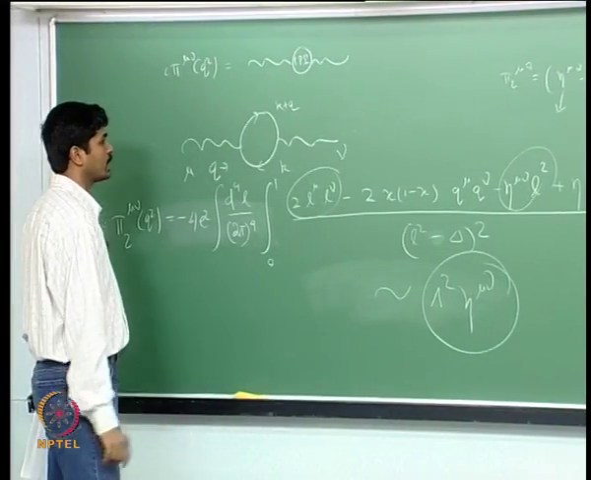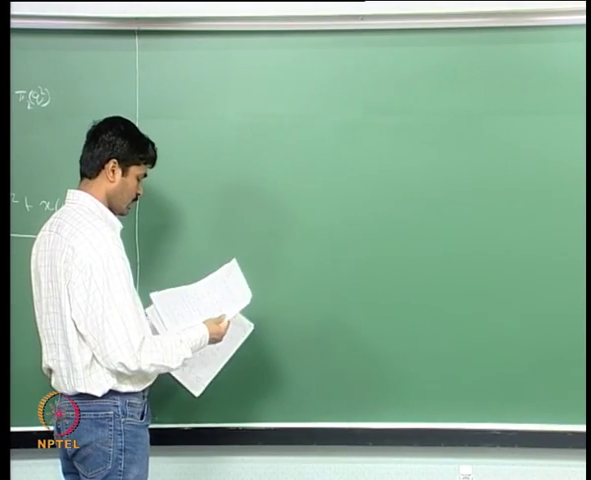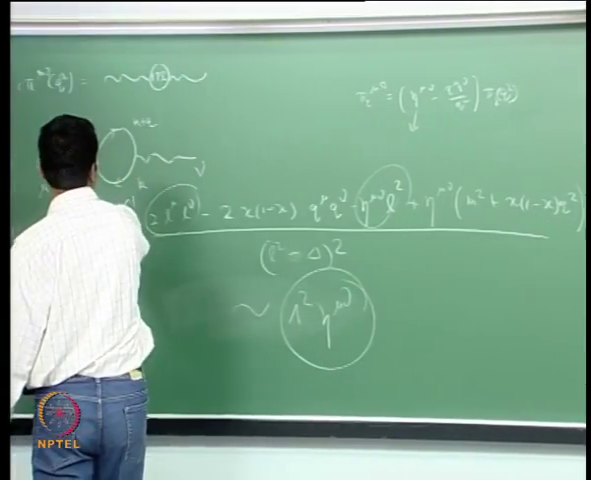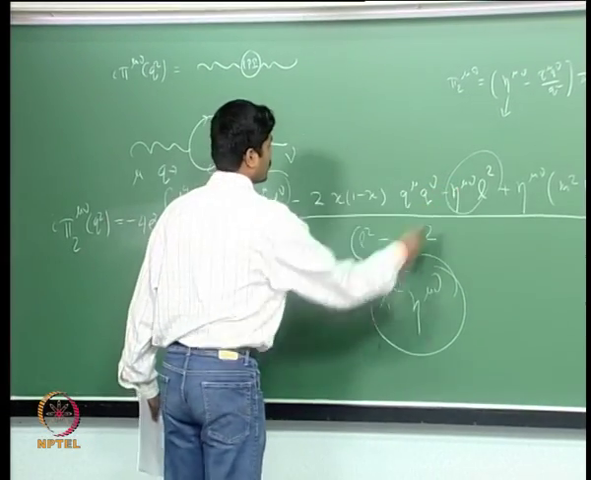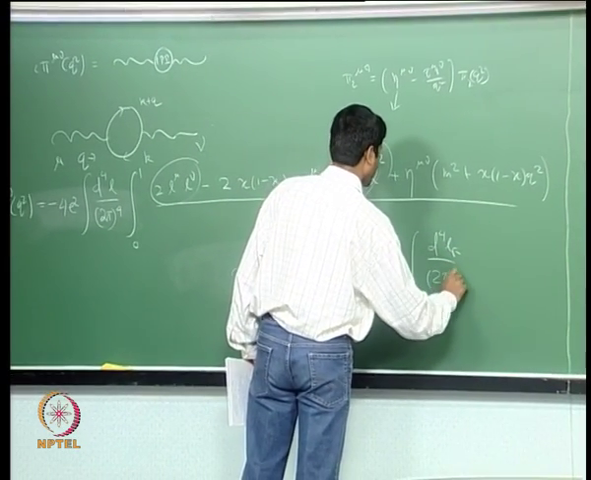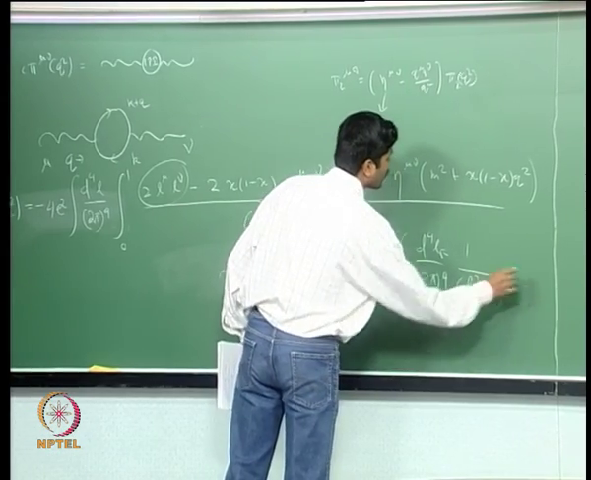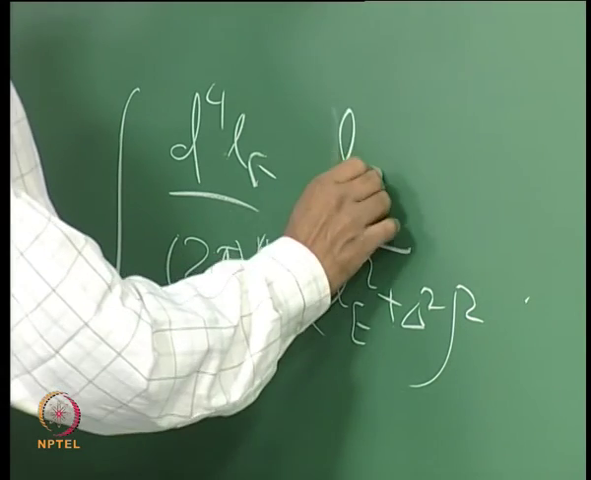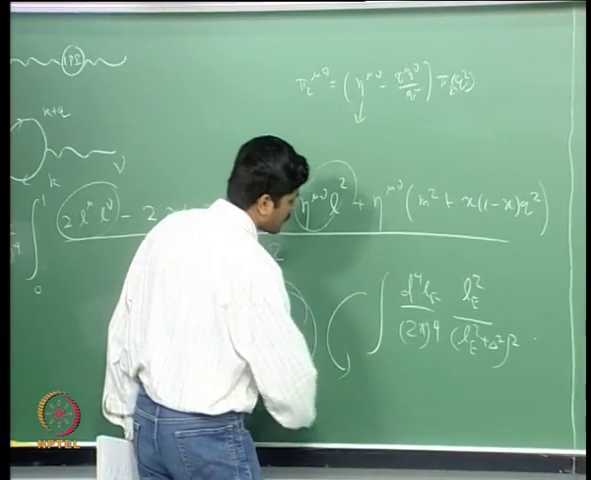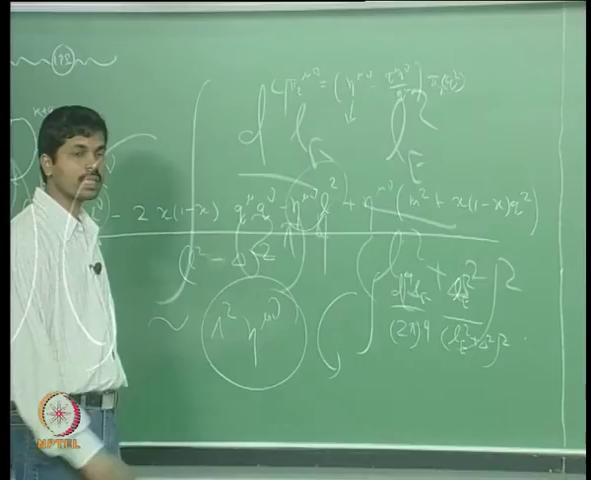In order to preserve the Ward identity, we will introduce a new regularization process, which is what is known as dimensional regularization. In dimensional regularization, basically you evaluate integrations of this type. When you do a Euclidean continuation, you will get integrations of the type d^4 L_E divided by (2 pi)^4 times 1 over (L_E^2 plus delta) whole squared, or L_E^2 divided by (L_E^2 plus delta) whole squared. Instead of taking this integration in 4 dimensions, you evaluate it in d dimensions, and at the end of the day, you take the limit d goes to 4.